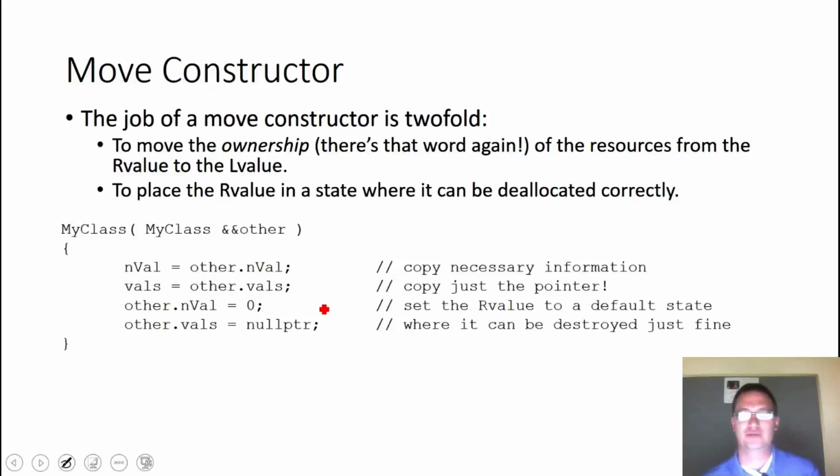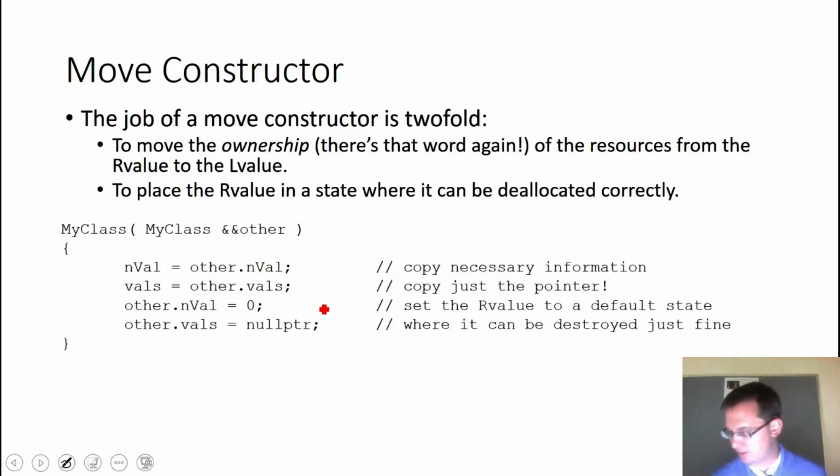So the job of a move constructor is twofold. It moves ownership of resources from the R value to the L value. And then the second thing it must do is place the R value in a state where it can be deallocated correctly without damaging anything.